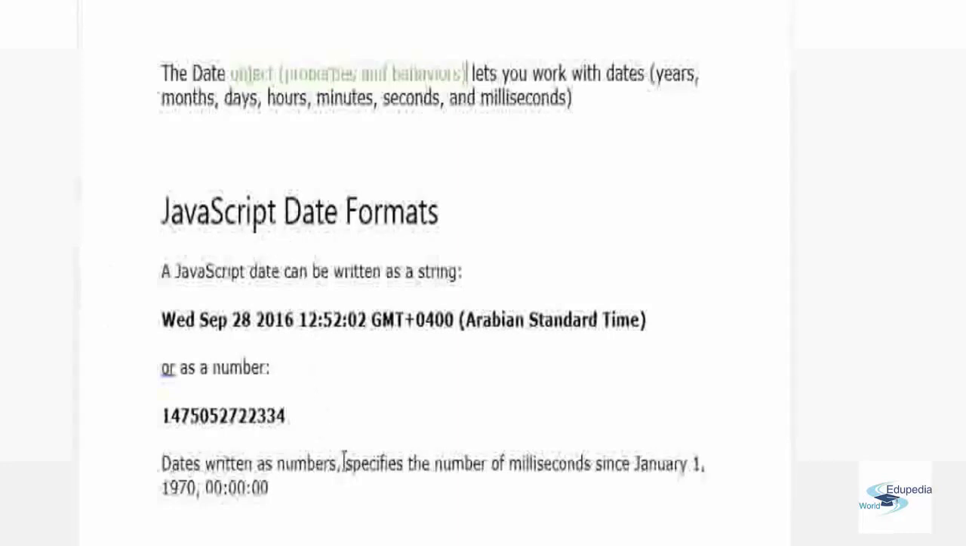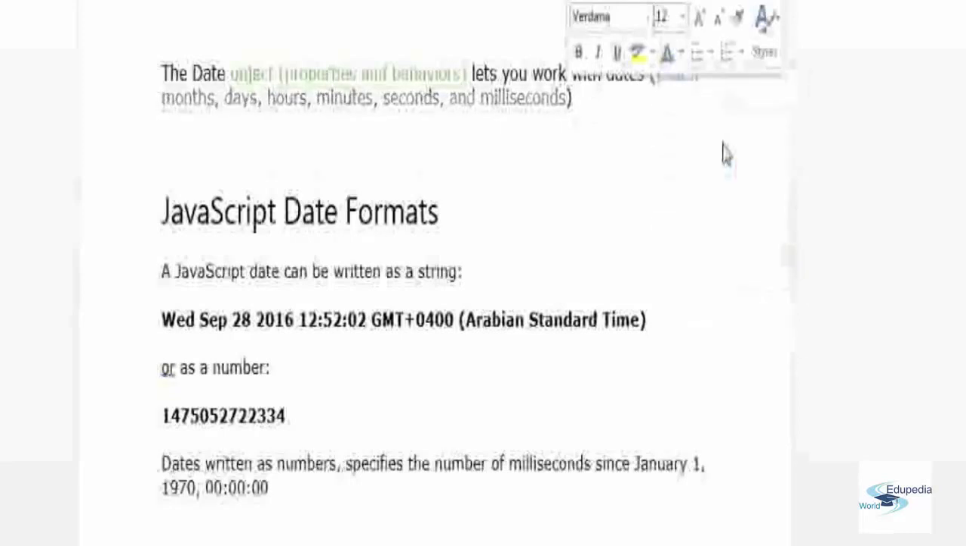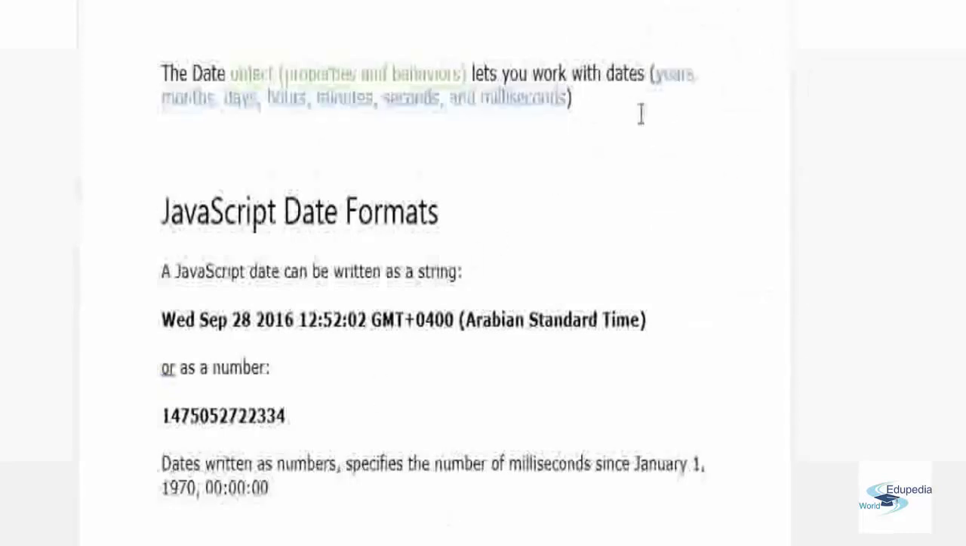So the JavaScript object properties and behaviors: the date object lets you work with dates, and these include the following properties. I need you to remember that: years, months, days, hours, minutes, seconds, and milliseconds.